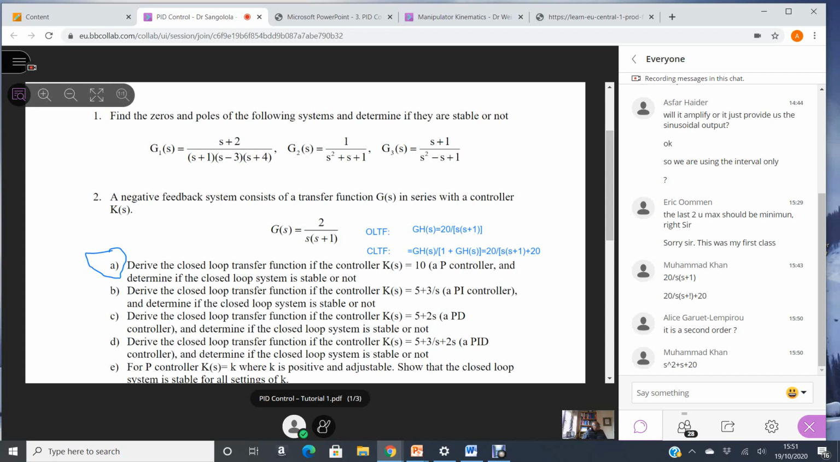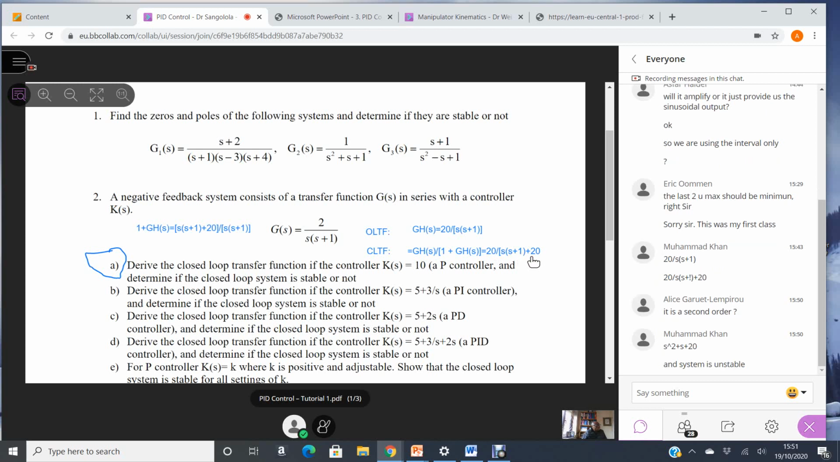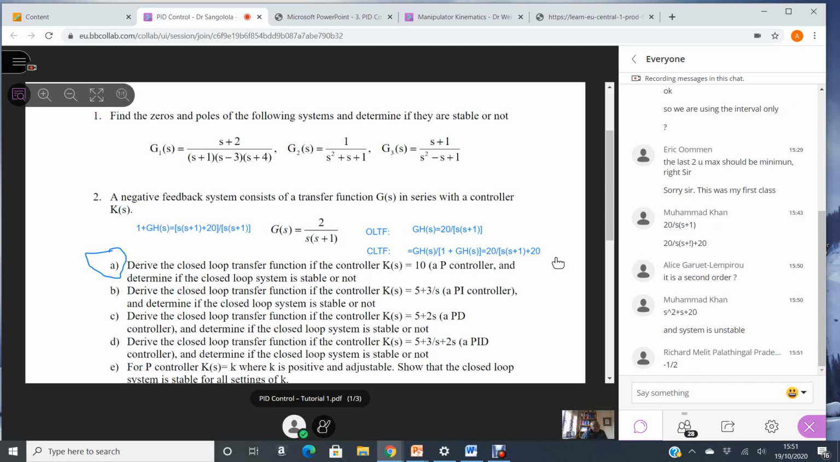this is not very interactive, to be honest. I couldn't go back to change the colors, to show what I'm saying. But if you look at this now, the characteristic polynomial is just S times (S plus 1) plus 20, which is your S squared plus S plus 20. So that's your characteristic polynomial. It is not unstable, it is stable, yeah? Am I right here?